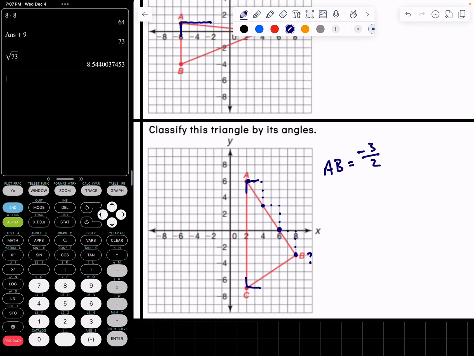And now for BC, we're going right here, 1, 2, 3, 1, 2. So for BC, we're going in the positive direction. We're going up 2 over 3. Well, those slopes look like they're opposite reciprocals. And if they're opposite reciprocals, we know that they are perpendicular. And if they're perpendicular, that means they meet at a right angle. Therefore, this is going to be a right triangle.